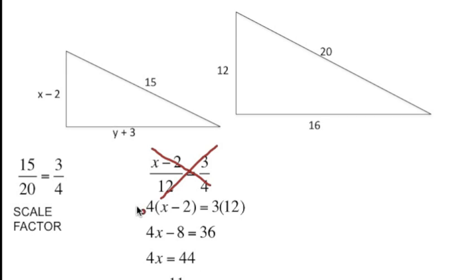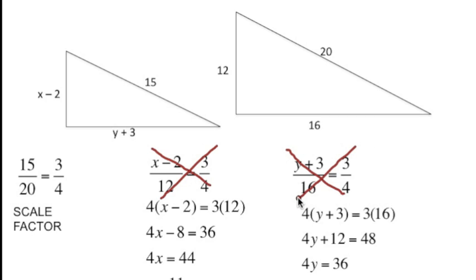Now I go back and I want to compare the bottom side here, y plus 3 to 16. Well, y plus 3 over 16 should still have the same similarity ratio, so that's going to be equal to 3/4 as well. Doing the exact same thing, I'm going to take my y plus 3 over 16 equal to 3/4, and I'm going to use the cross product property. So y plus 3 times 4 equals 3 times 16. Again, little algebra 1 you guys should be able to handle, and we get that y is equal to 9.